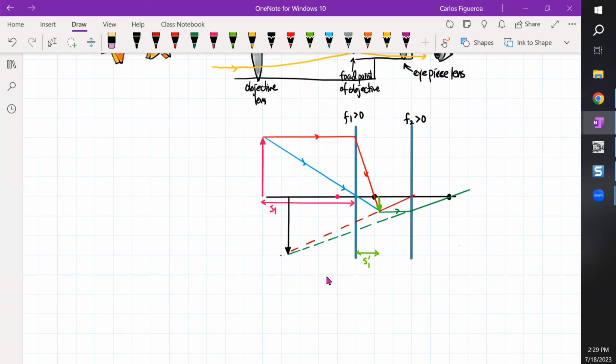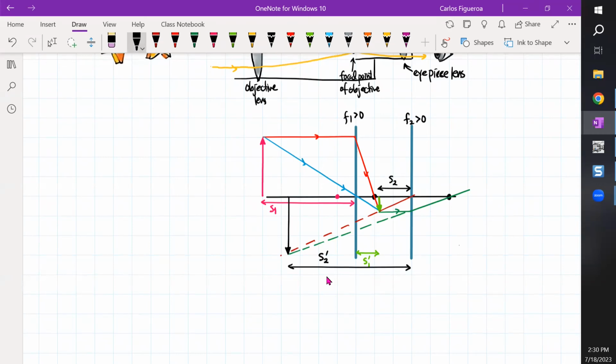So if they cross right there, you can now see that I could come in and talk about my object distance, which is this guy. This is the distance from the image S1 prime. Now this becomes object 2. And then this distance from here to here is now the final image S2 prime.